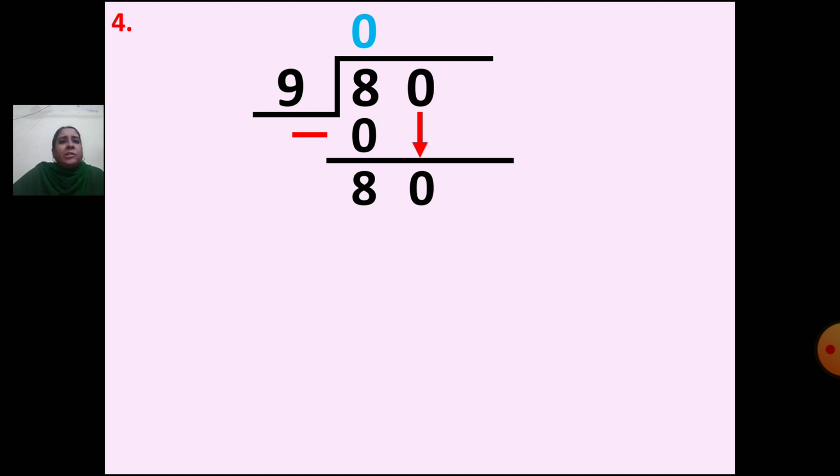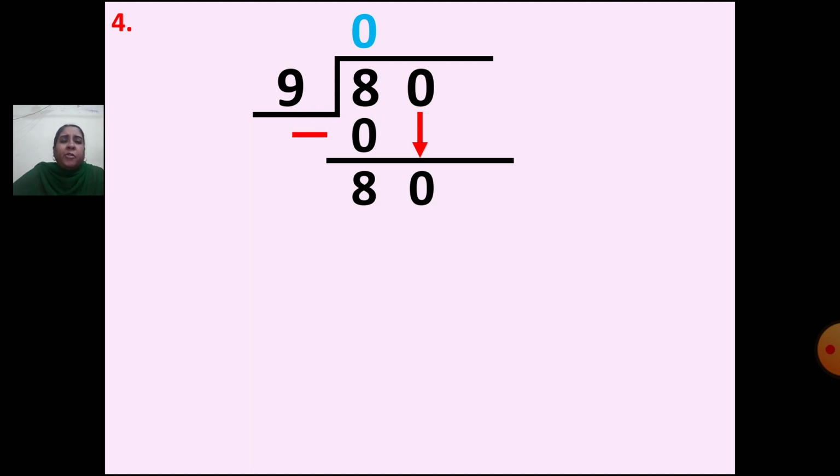Now which number is less than 80 in the table of 9? Now you have to say the table of 9. You all know the table of 9, na? You have learnt, isn't it? 9 ones are 9, 9 twos are 18, 9 threes are 27, 9 fours are 36, 9 fives are 45, 9 sixes are 54, 9 sevens are 63, 9 eights are 72, 9 nines are 81.